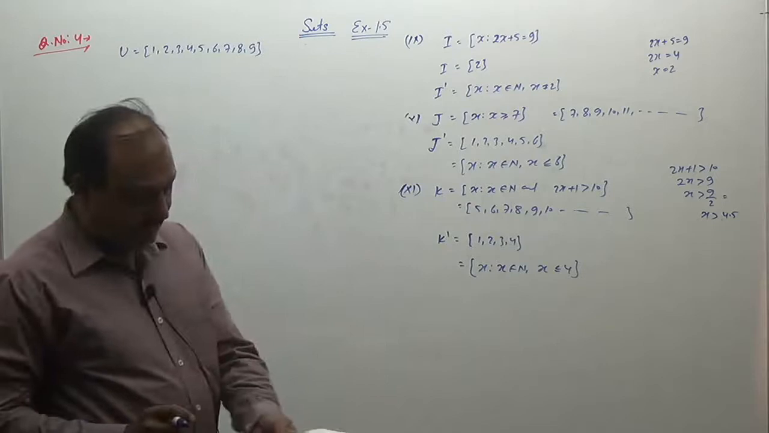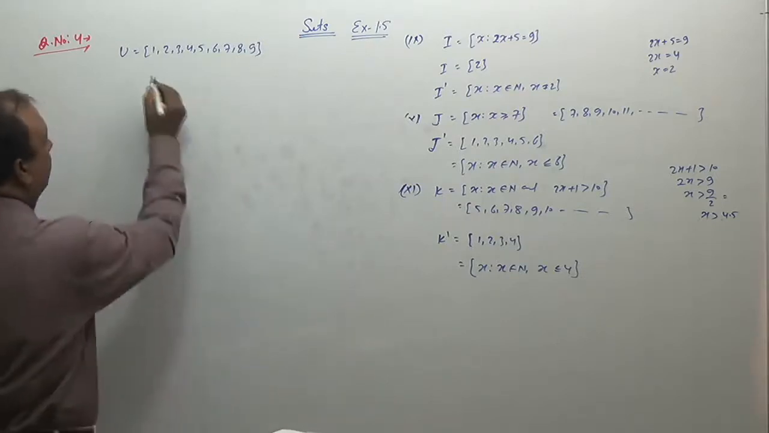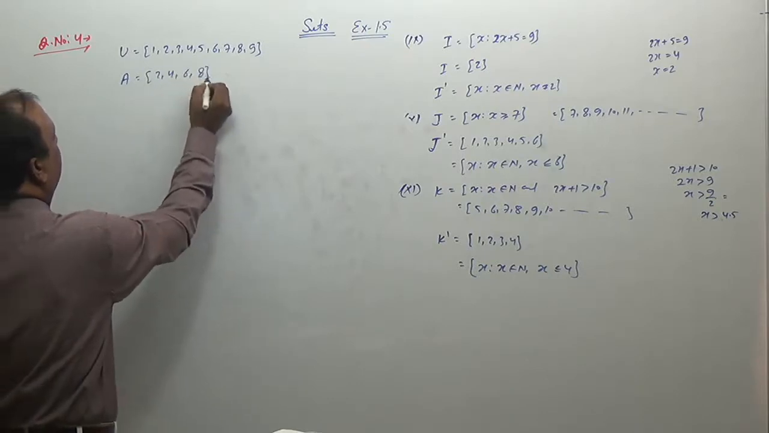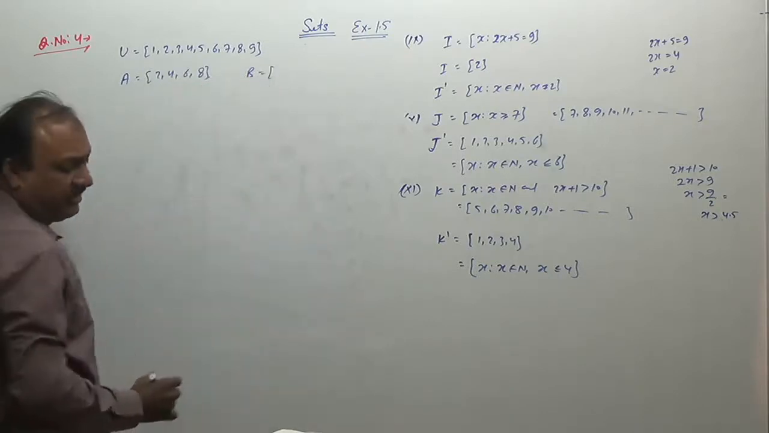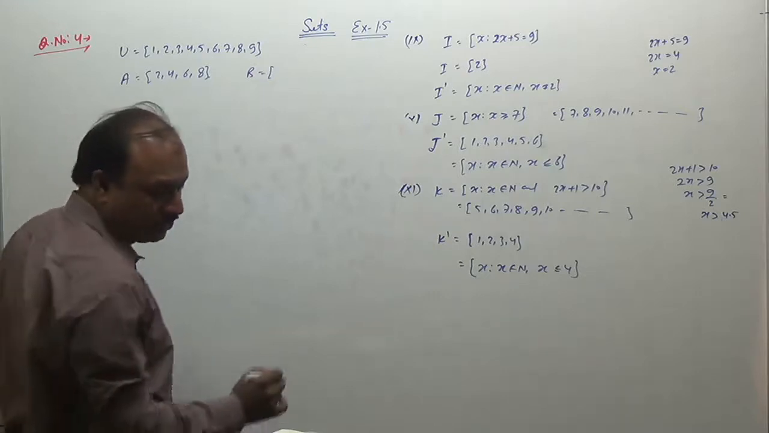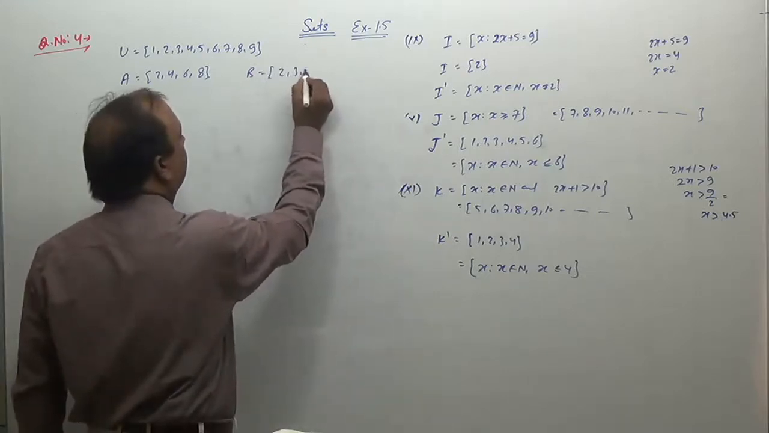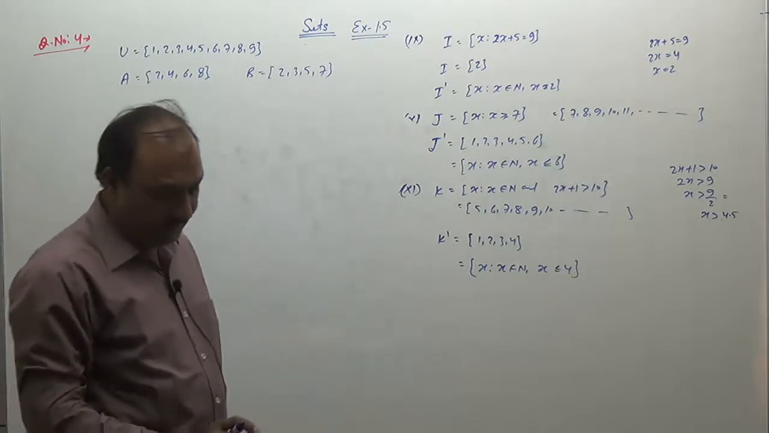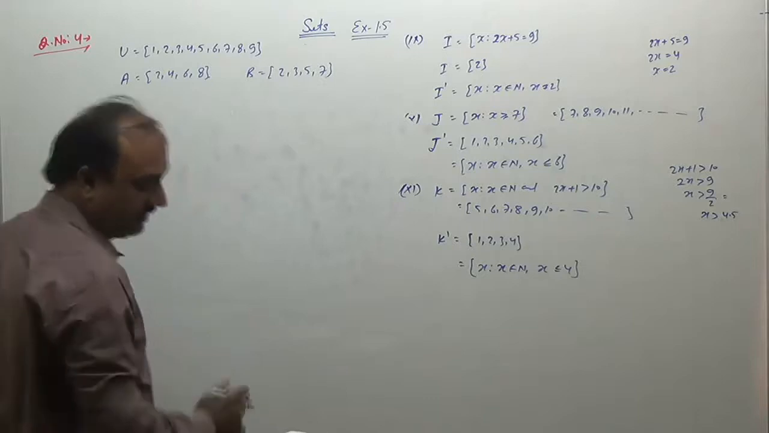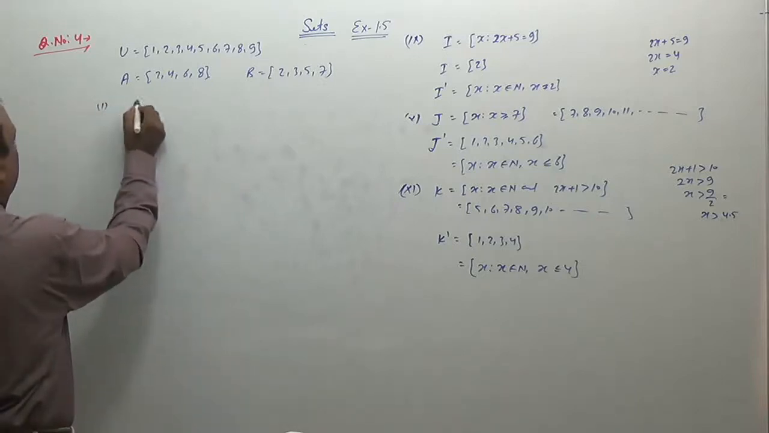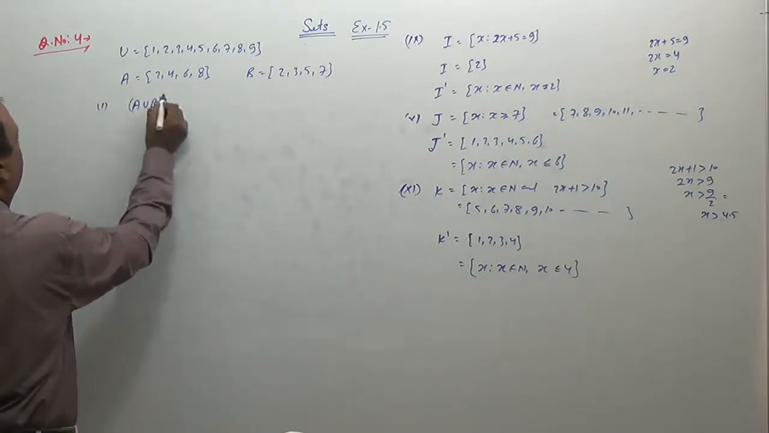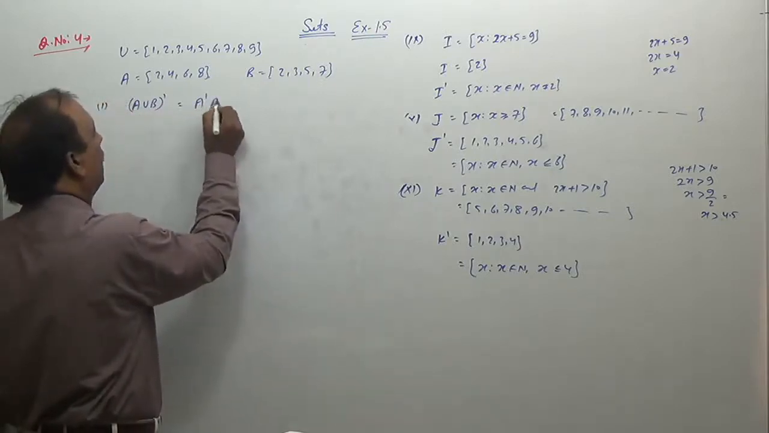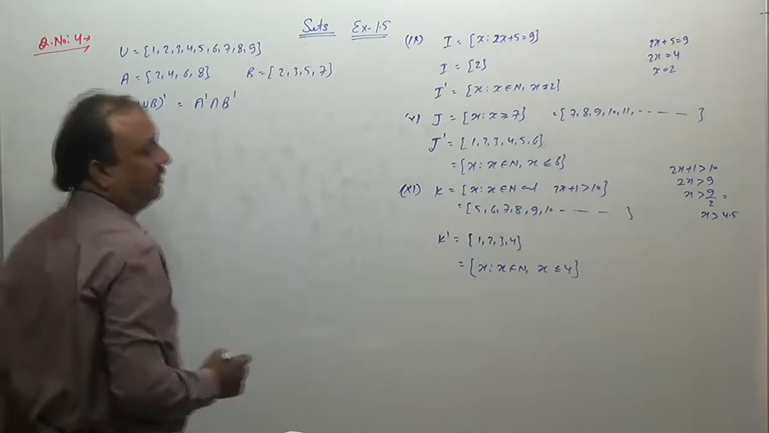And there is a set A which contains the elements 2, 4, 6 and 8, and there is a set B which contains the elements 2, 3, 5, 7, and verify the following. First condition is (A union B) whole complement is the A complement intersection B complement.